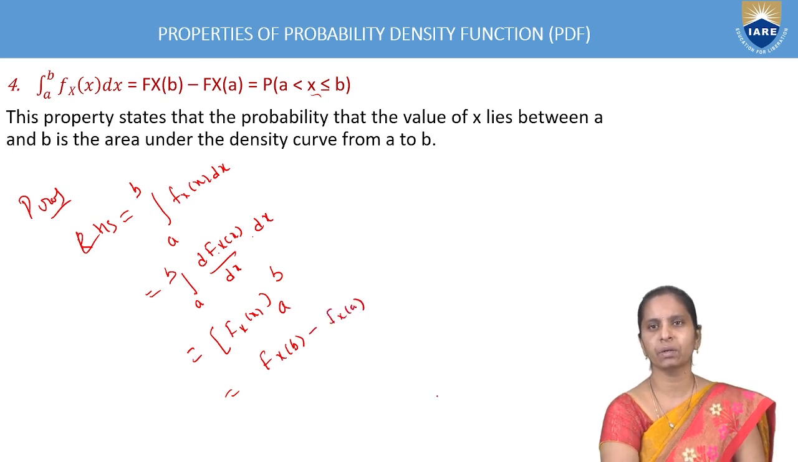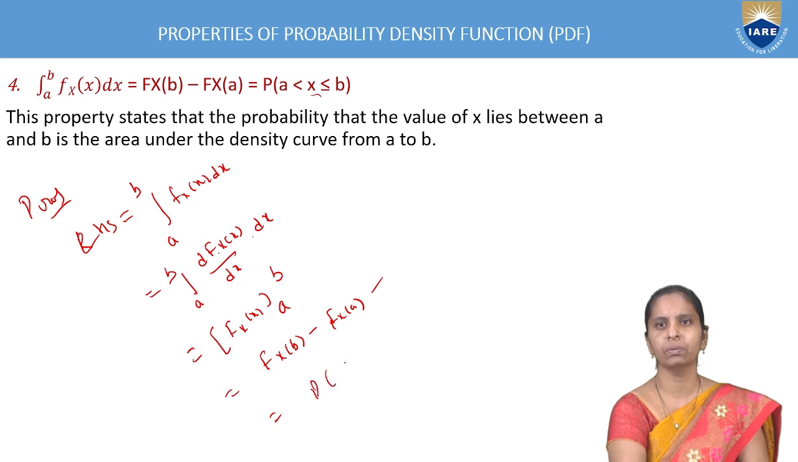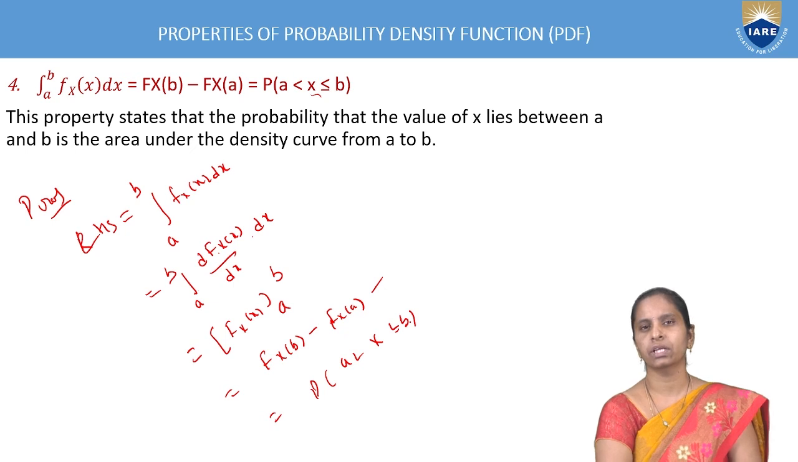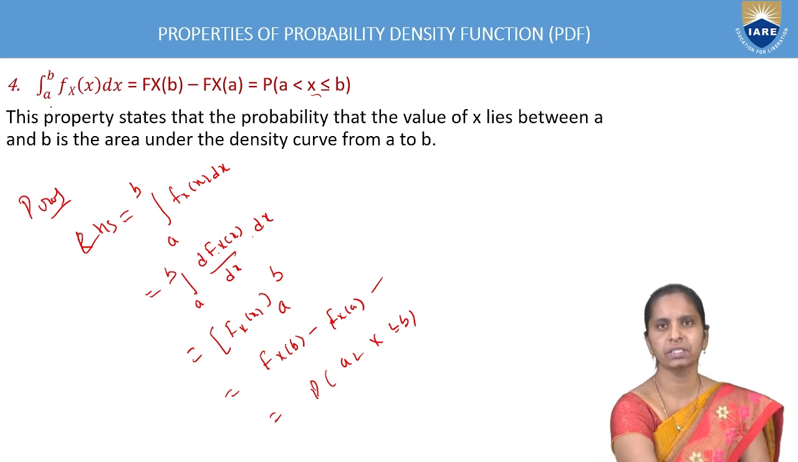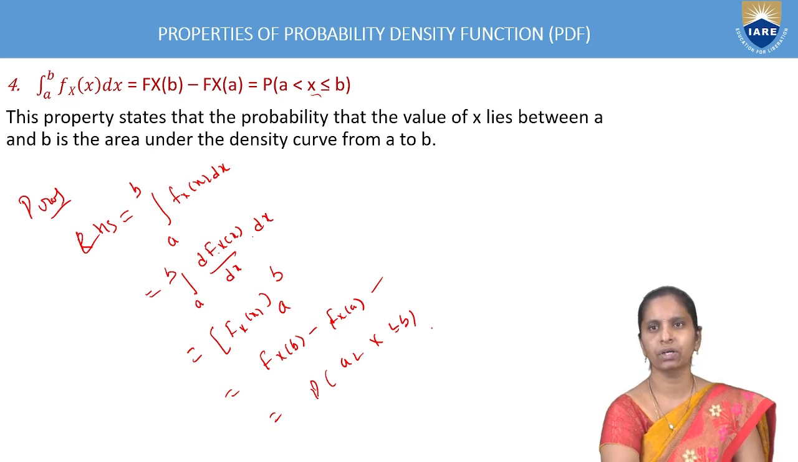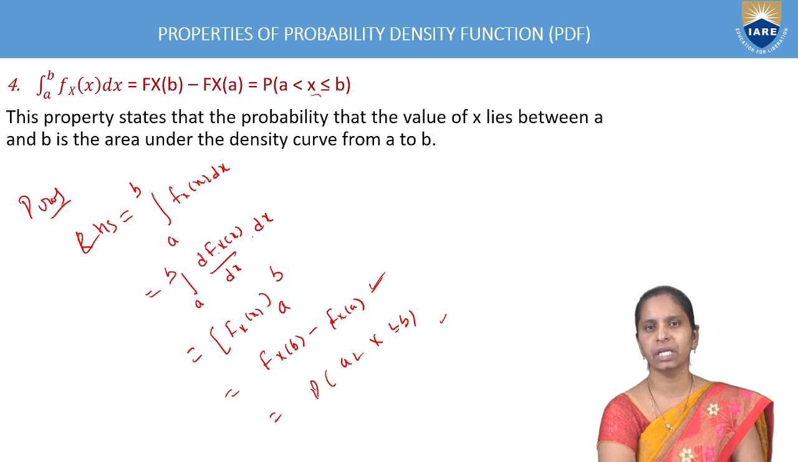Now, from the properties of the distribution function, what can you write down? F_X(b) minus F_X(a) is equal to the probability of the event X from a to b. Therefore, if you want to calculate the probability of a random variable taking values from a to b, you can calculate it in terms of the density function by integrating the density function over the limits a comma b. In terms of the density function, this is the formula to calculate the probability between two values.